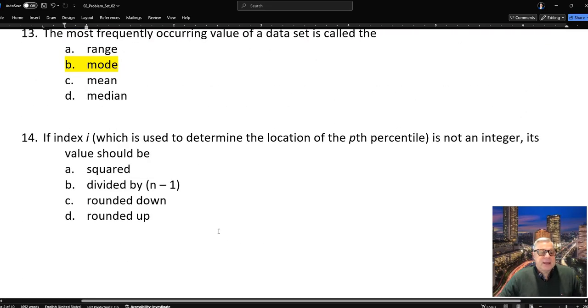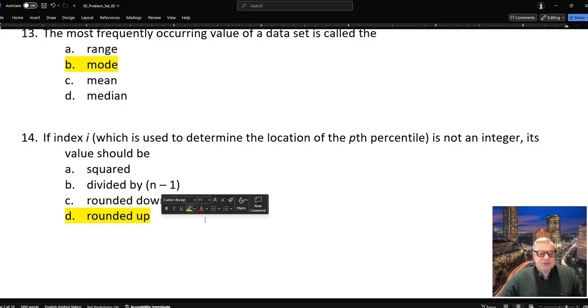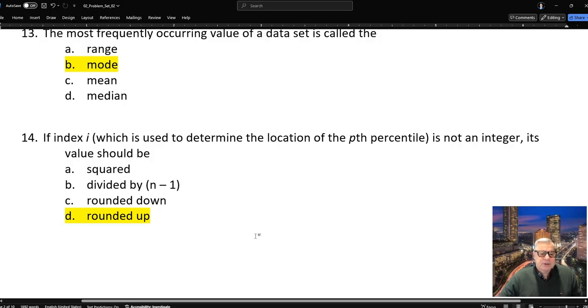Okay, if index i, which is used to determine the location of the pth percentile, is not an integer, its value should be rounded up. And that is at least the case when we use that simple textbook approach.